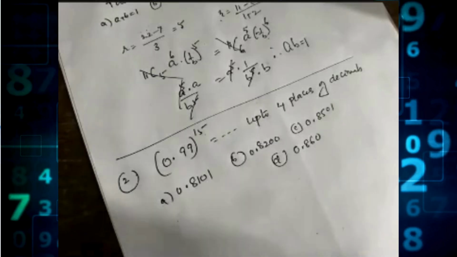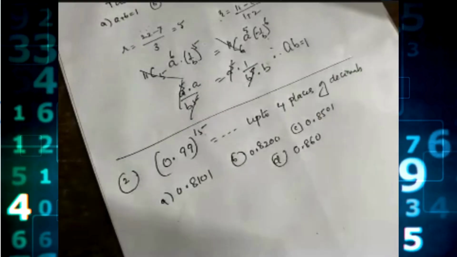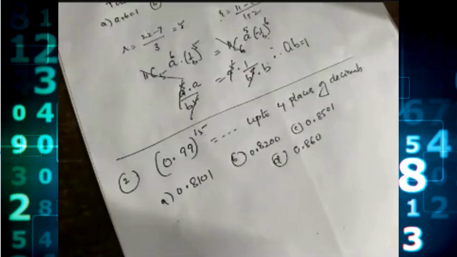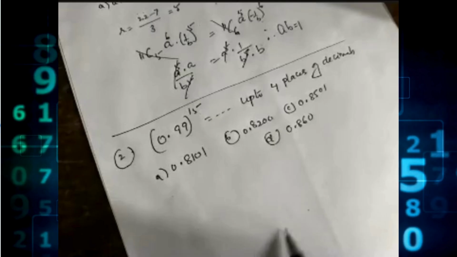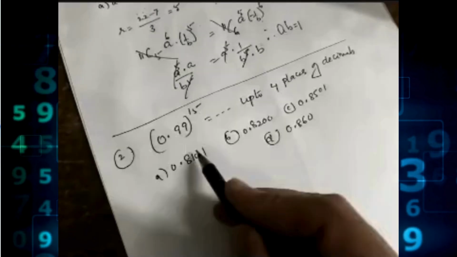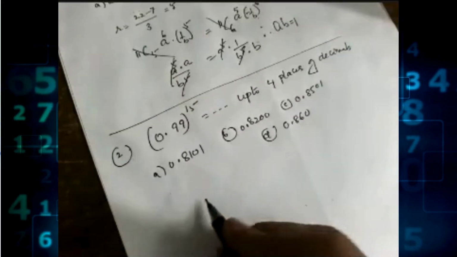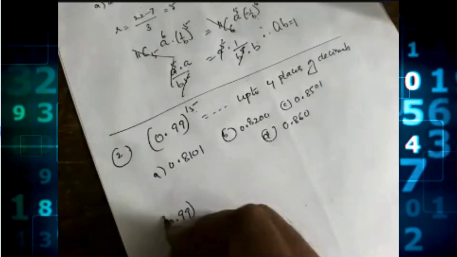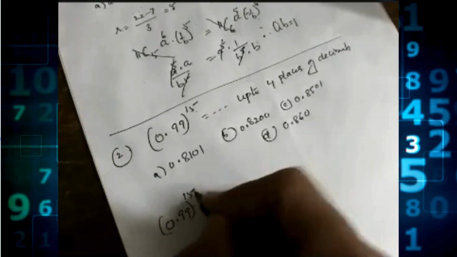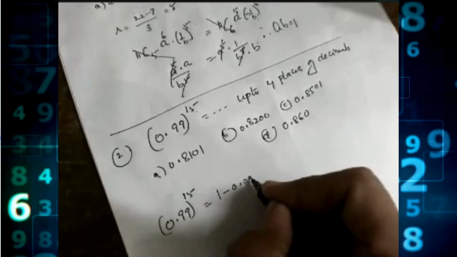Well, these are all previous Mains questions. Out of all those questions, I am picking out some beautiful, important, and standard models. Yes. Well, how to start? (0.99)^15 is given. Well, I'm starting to get it simplified. (0.99)^15 is equal to, you can write this as (1 minus 0.01) whole to the power of 15, right or wrong?